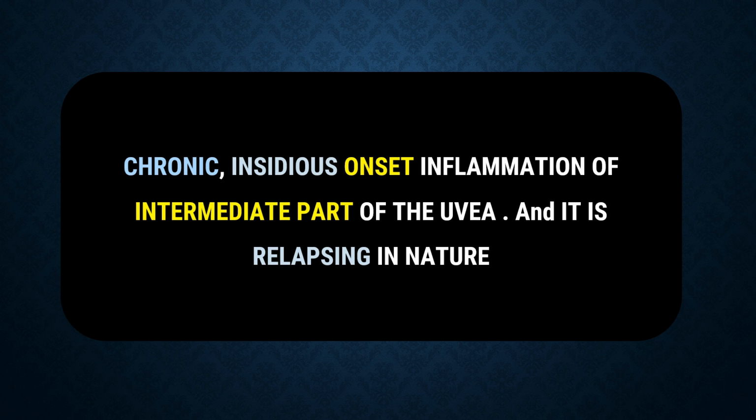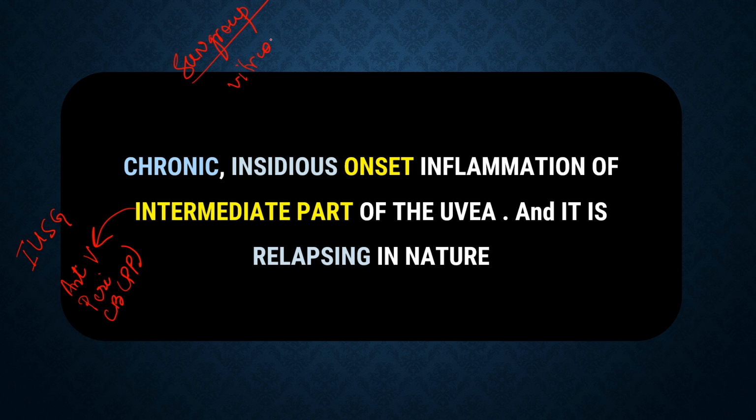So again, do you remember this? It's a chronic, insidious onset of inflammation in the intermediate part of the uvea. According to the IUSG, the International Uveitis Study Group, the intermediate part of the uvea is the anterior vitreous, the peripheral retina, and the ciliary body, basically the pars plana. And of course, the Sun group says that the site of inflammation is in the vitreous.